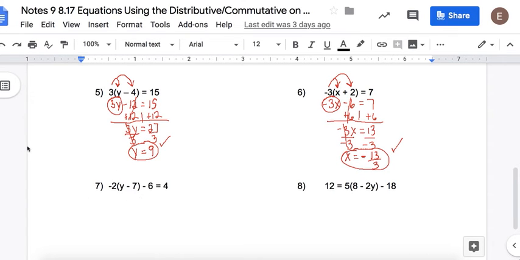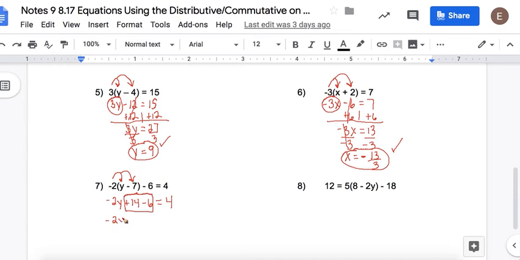Okay, so look at number 7. I have a negative 2 in front, so I'm going to distribute. Negative 2 times y is negative 2y. Negative 2 times negative 7 is positive 14. Bring down the minus 6 equals 4. Now, are there like terms? There are in this case. The previous two examples, there weren't after I distributed, but now there are. So I have to combine those.